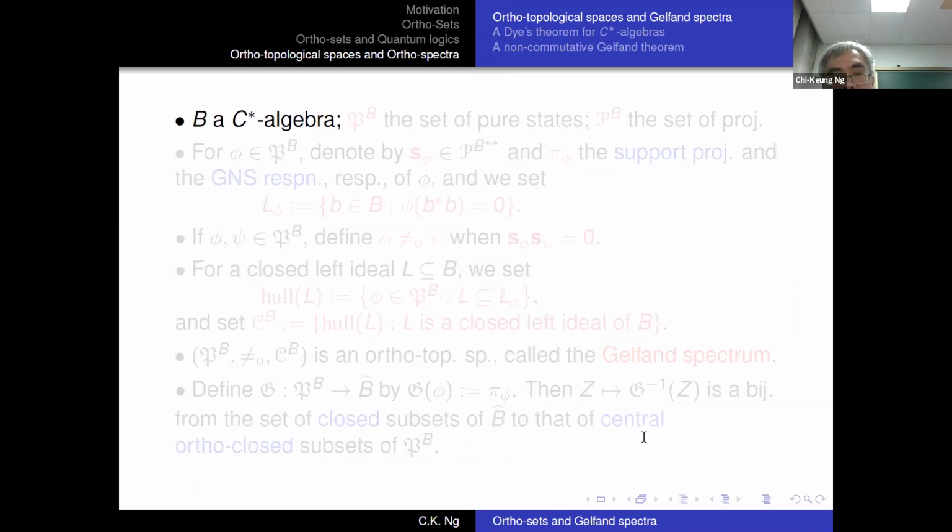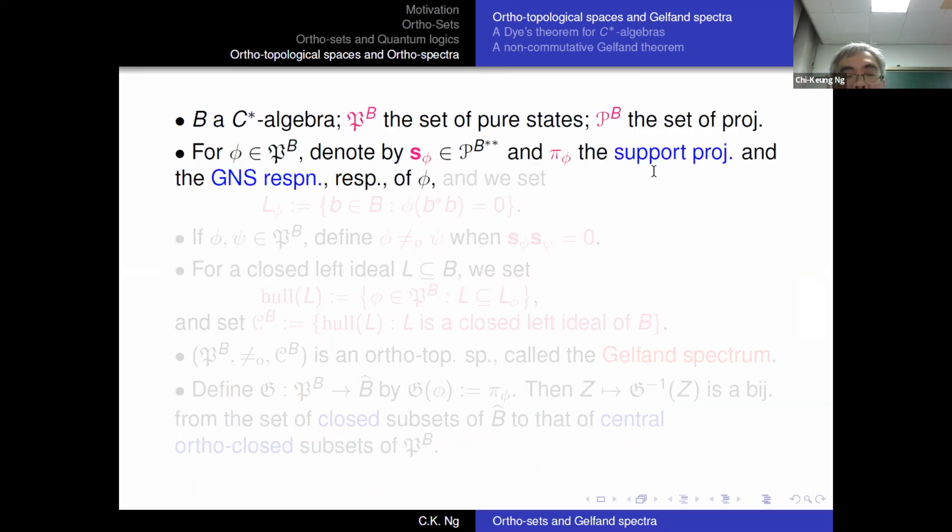Now we consider the very important topic in this talk, which is the Gelfand spectrum. We have a C* algebra B, and we have the set of pure states P(B). For any pure state phi, we denote by S phi the support projection of phi, and pi phi is the GNS representation of phi. And for phi, as usual, we introduce a left ideal corresponding to phi, which is all the elements b in B such that phi of b star b is zero.